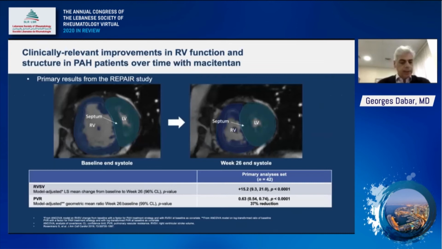And this is basically looking at the echography signs. This is the REPAIR study with the treatment. You can see the right ventricular stroke volume improvement, a significant improvement by 15 milliliters. And you can see on the echo, you have a better right ventricle size, less distended. There is no paradoxical septal movement on the left ventricle. You have a better size of the left ventricle.